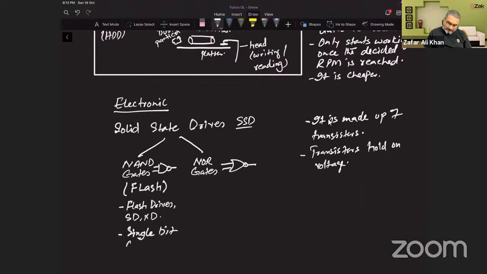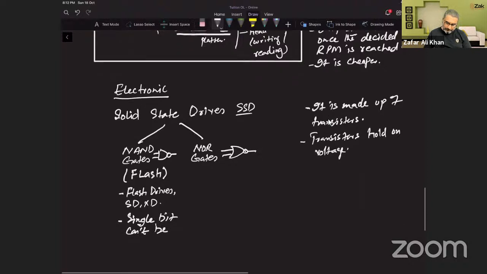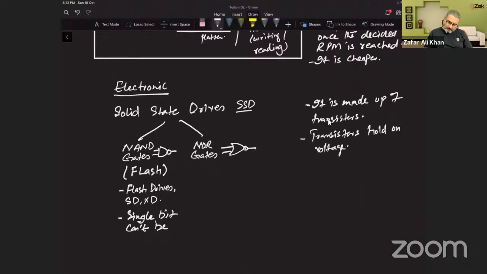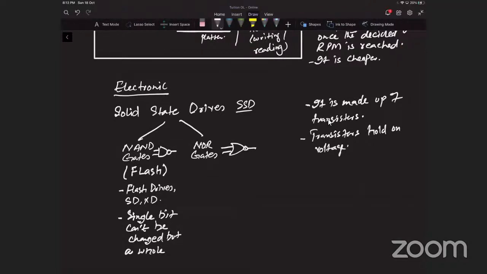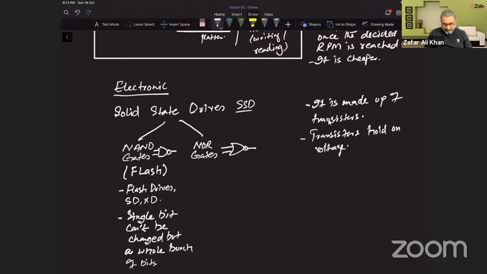Single bit can be changed, but a whole bunch of bits is changed. एक बिट भी चेंज करना होता है ना, तो पूरे बंच को पढ़ के उसमें एक बिट चेंज करके रैम में फिर उसको वापस स्टोर करना पड़ता है.